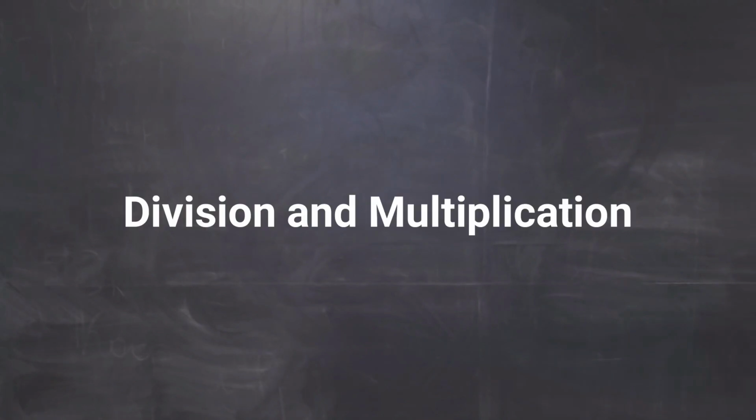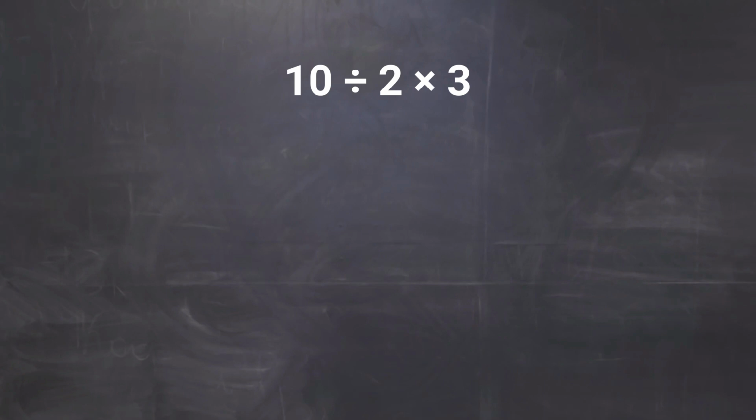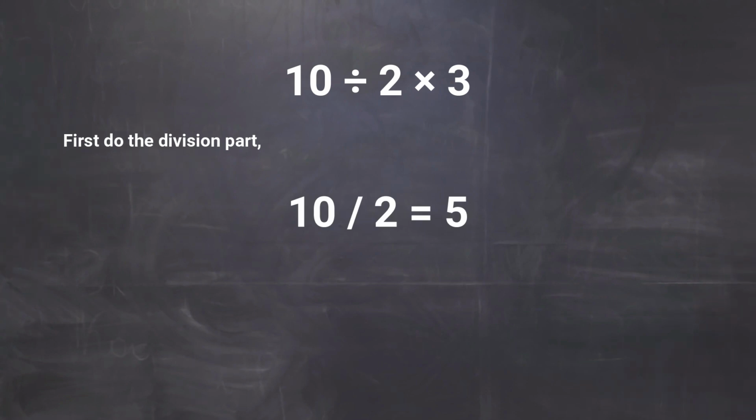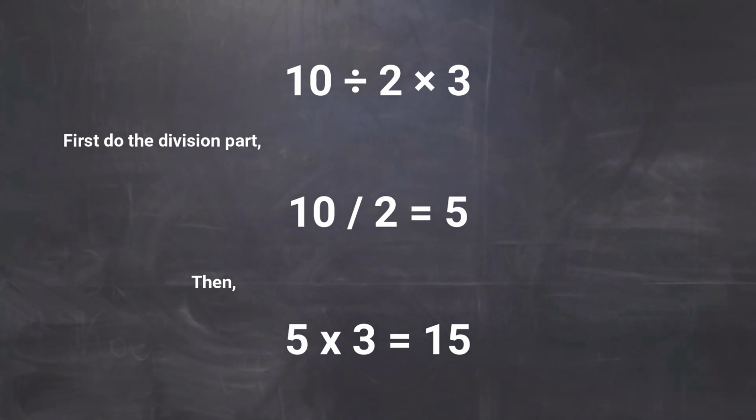The third step is division and multiplication. These operations should be performed from left to right. If there are both multiplication and division operations in the expression, perform them in the order they appear. Let's see an example. In this expression, we have division and multiplication. We start by dividing 10 by 2, which gives us 5. Then, we multiply the result by 3 to get our final answer of 15.